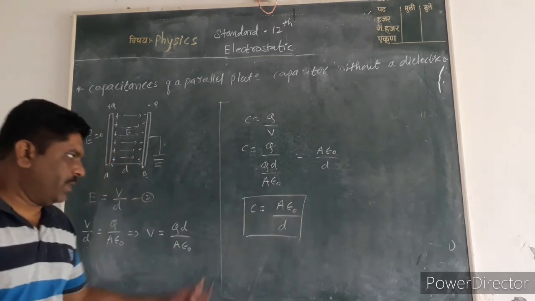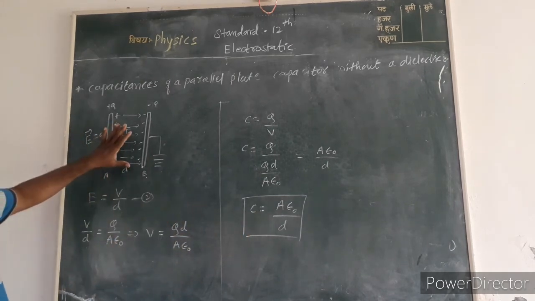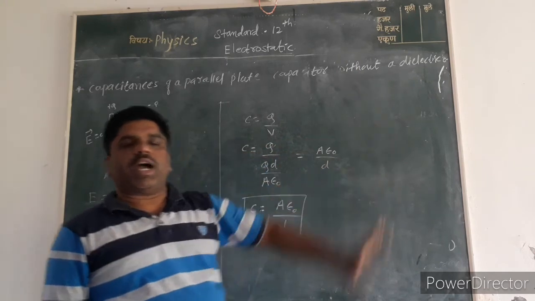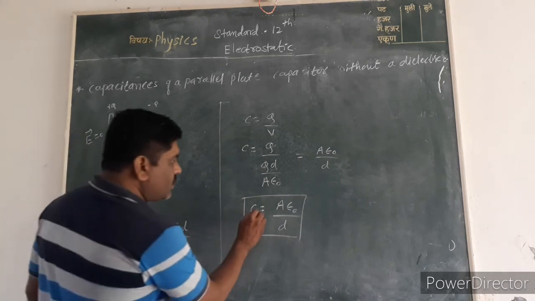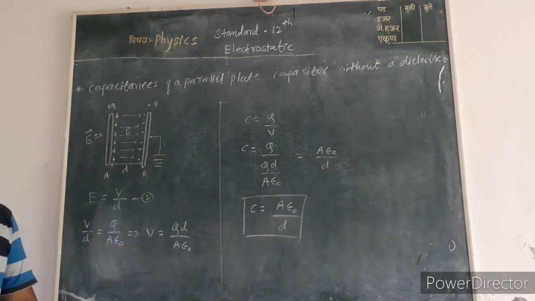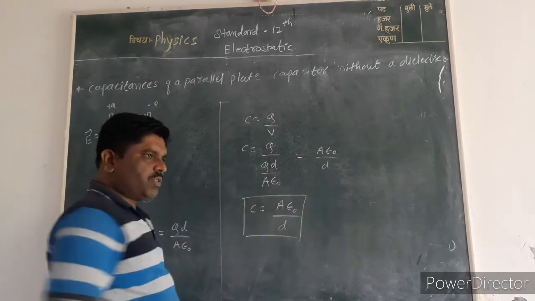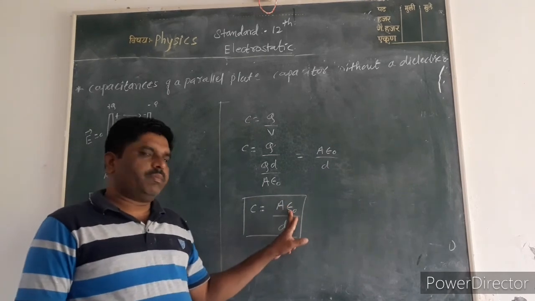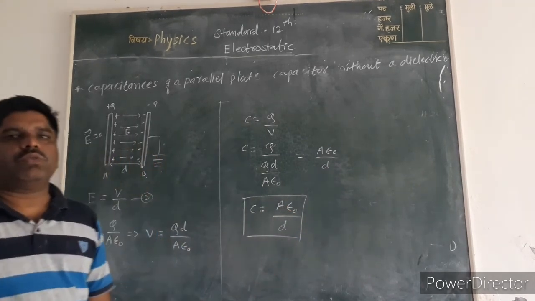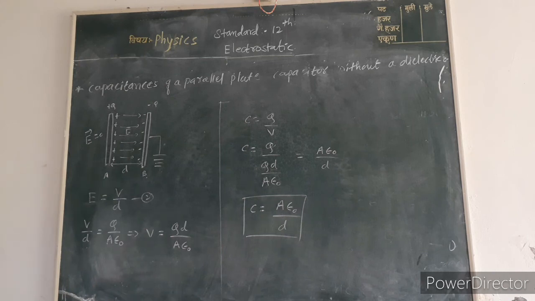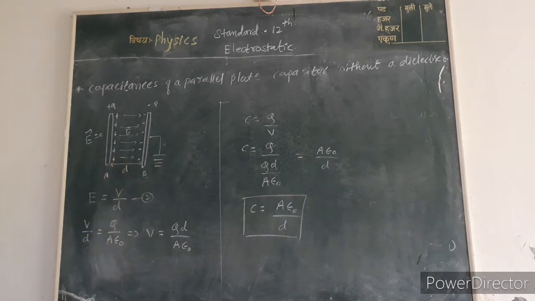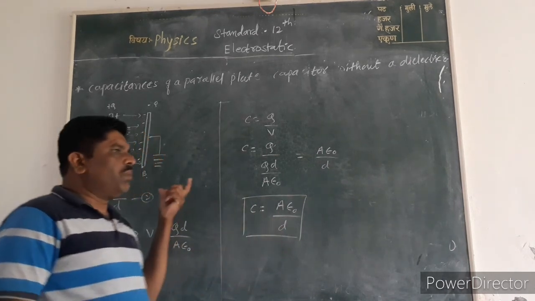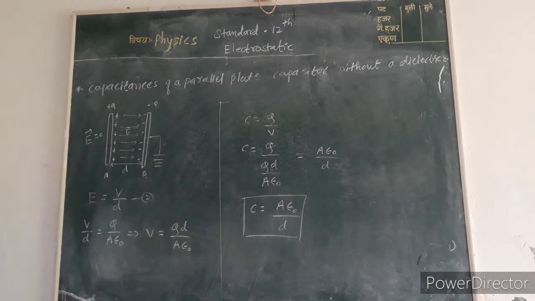This is the value of capacity of a parallel plate capacitor when there is no dielectric medium between plate A and plate B. That means this parallel plate capacity C is directly proportional to area, directly proportional to epsilon 0 and inversely proportional to D. That means to increase the capacity of a parallel plate capacitor, the area of the plates should be increased and the distance between these two plates should be decreased.